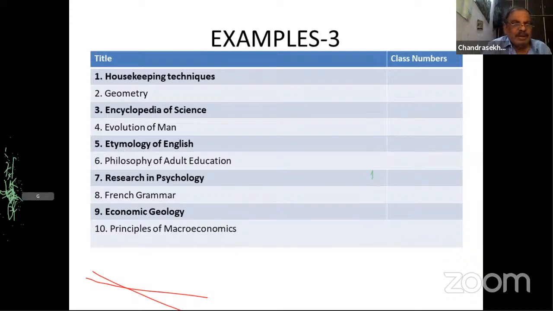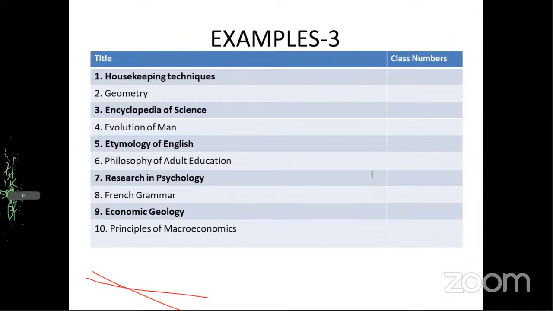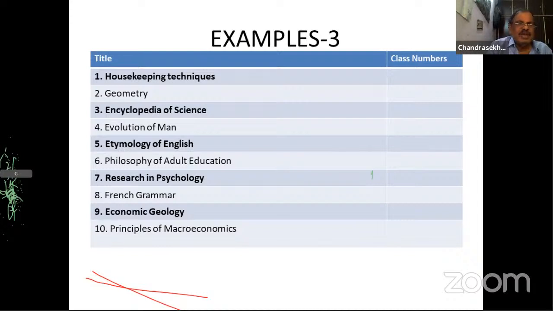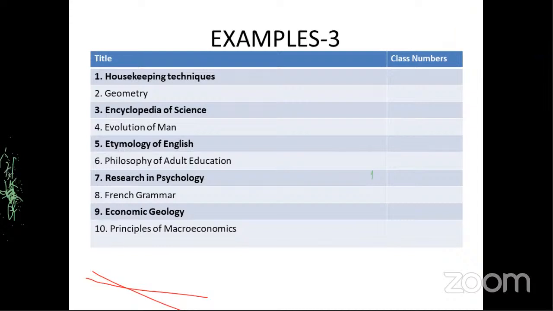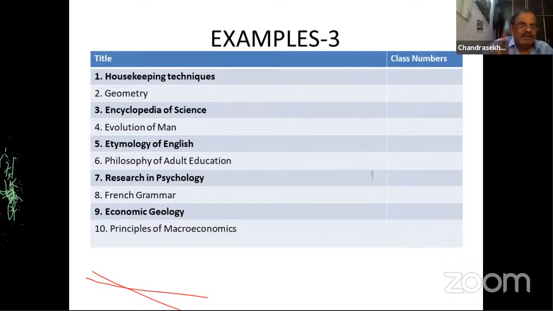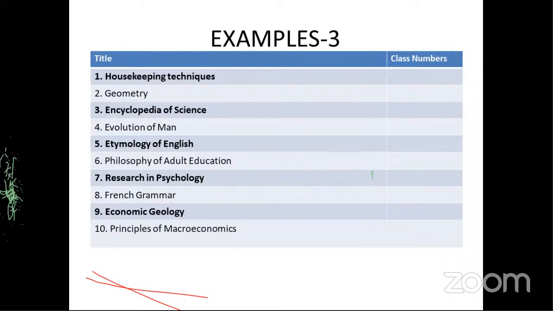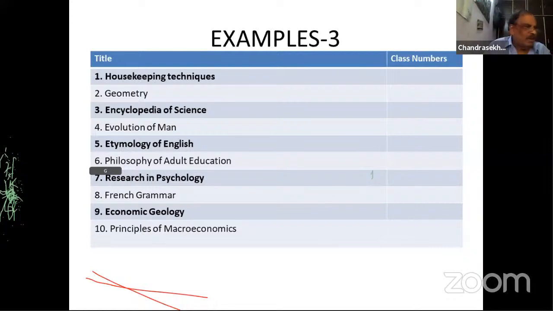Then coming to French, 445. So 400 is language, 44 is French language. 445 is grammar. Grammar you have to take from table 4. Under table 4, 5 stands for grammar. For 420 to 480, the major languages are given already combined and shown there, listed there. So 445 is French grammar.